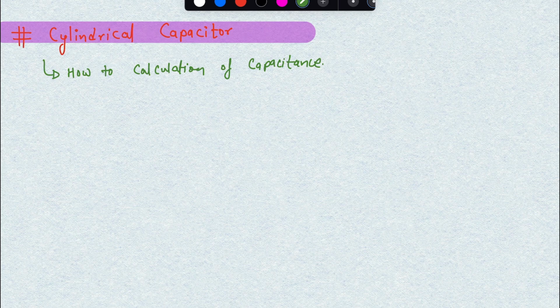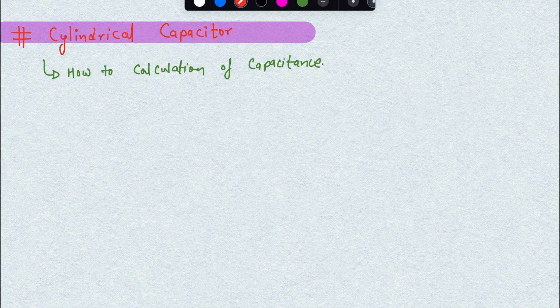Now in this lecture, I am going to talk particularly about the cylindrical capacitor. How do we find out the capacitance of this cylindrical capacitor? Basically, we can have three ways in which we can store the energy or store the charge. These are three basic categorizations.